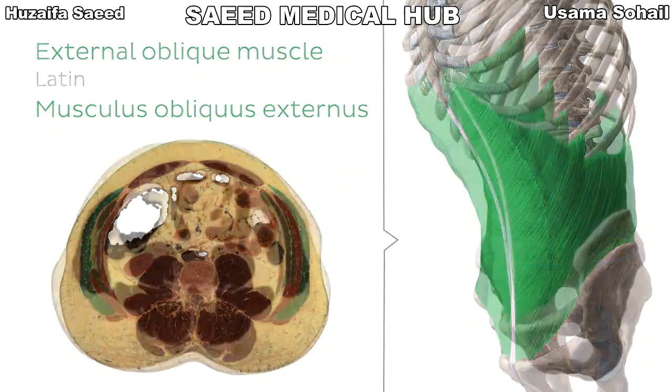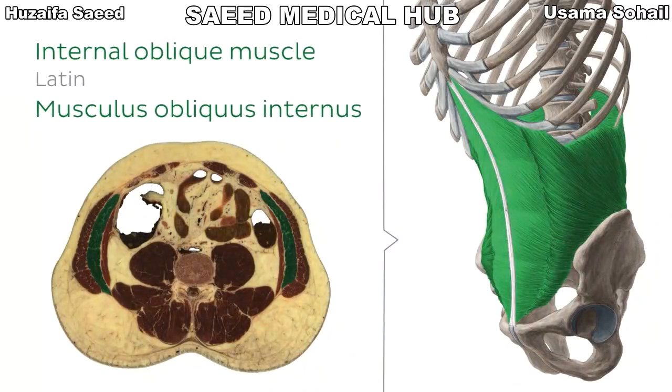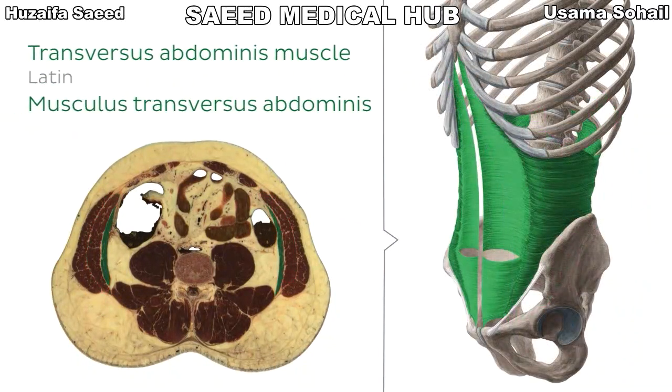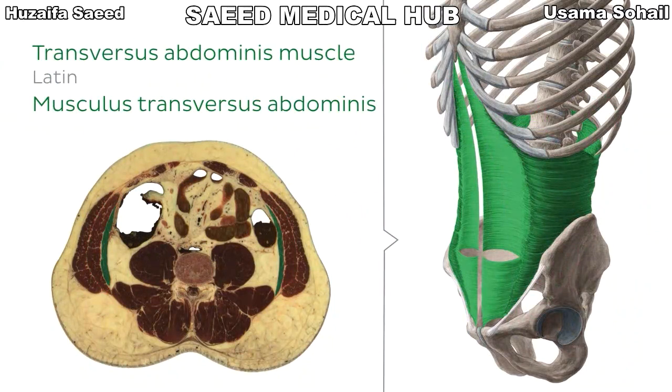Just deep to the external oblique muscles are the internal oblique muscles, seen here. Similar to the external oblique muscles, the internal obliques contribute to the rectus sheath anteriorly. Bilateral contraction of these muscles also leads to flexion of the trunk. If only one internal oblique muscle is contracted, it leads to lateral flexion and ipsilateral rotation of the trunk. The deepest of these muscles are the transversus abdominis muscles, which we can now see highlighted in green. Again, anteriorly these muscles contribute to the rectus sheath. The main action of transversus abdominis is to help maintain posture and support the abdominal viscera.